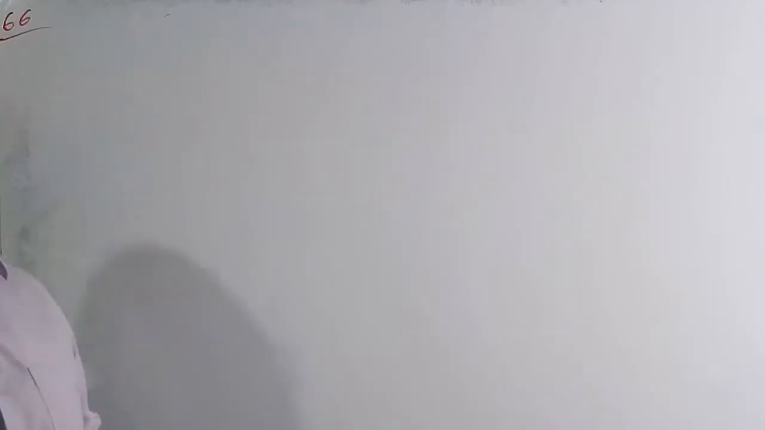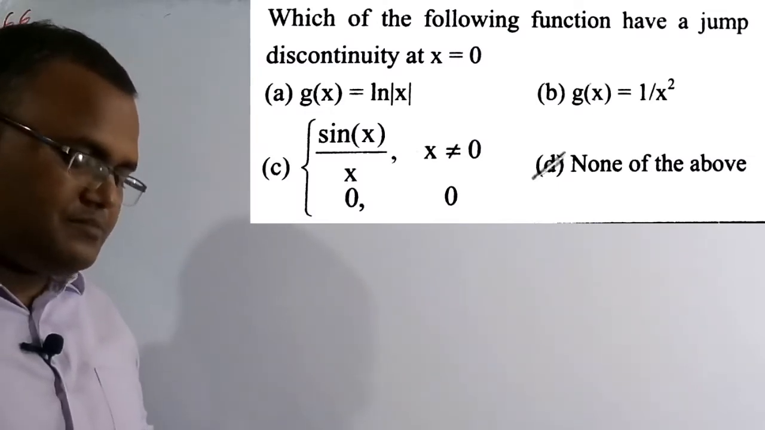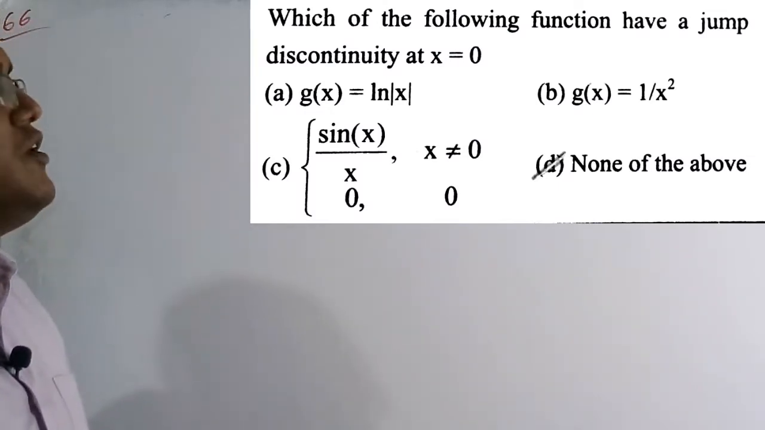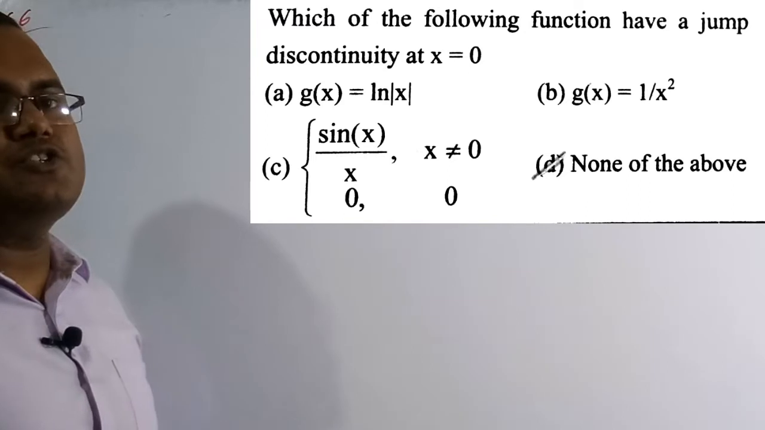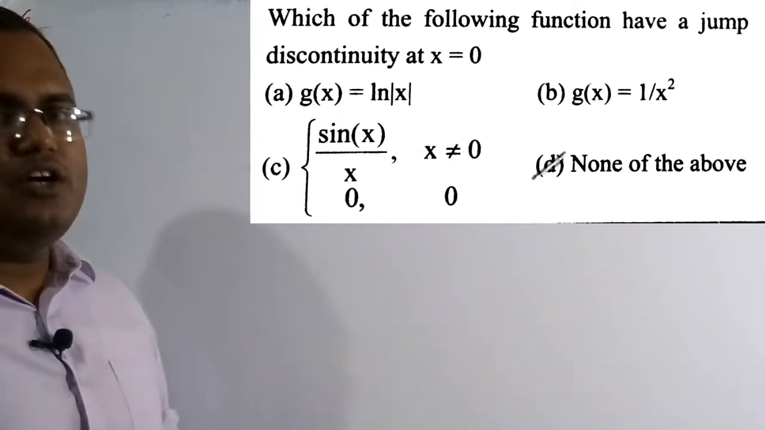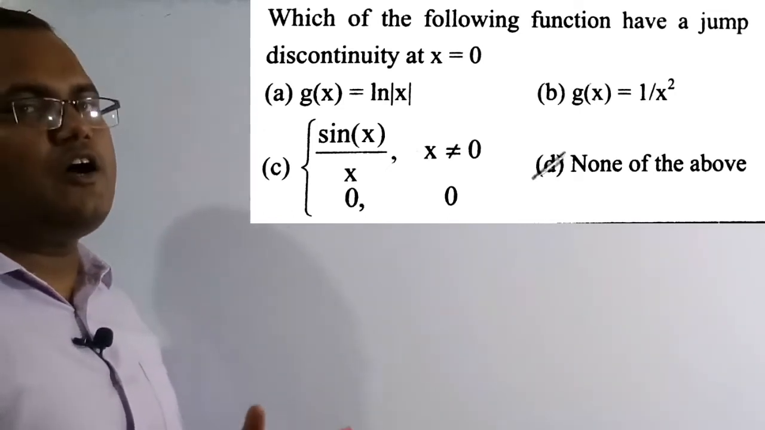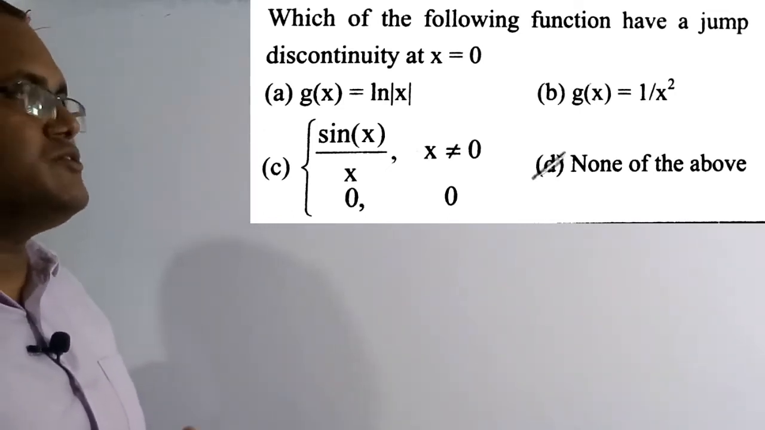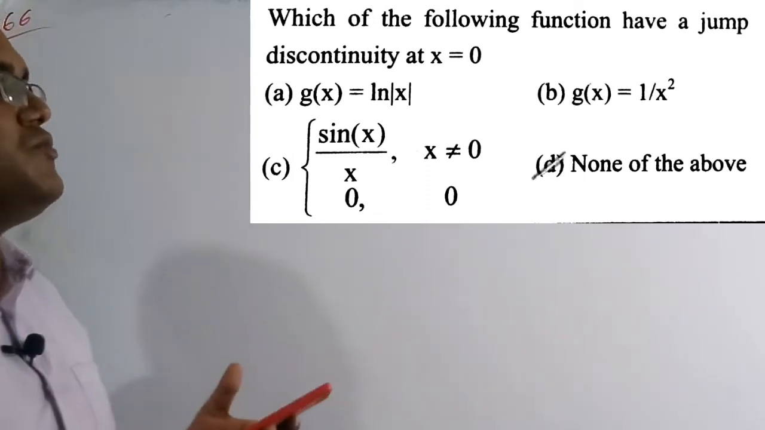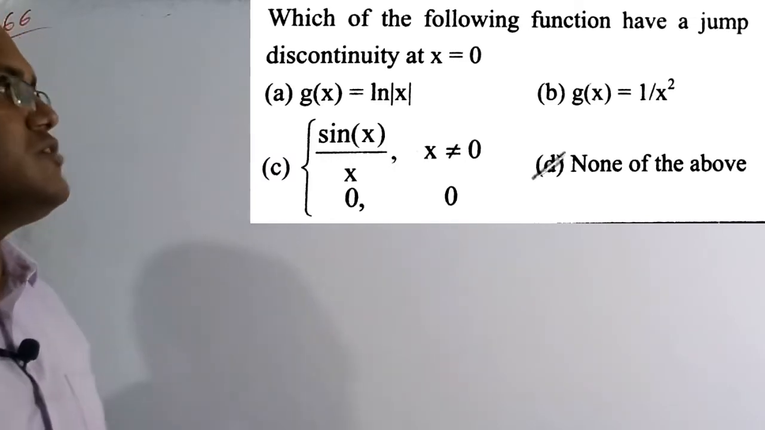Now we are going to solve the sixth question. See the question here: which of the following functions has a jump discontinuity at x equal to 0? Out of these functions, we need to figure out which one has a jump discontinuity at x equal to 0. Out of these 4 options, option D, none of the above, means none of these functions has a jump discontinuity. We are going to solve this question in a very detailed manner. So option D is the correct solution of this question. Let's solve this numerical.